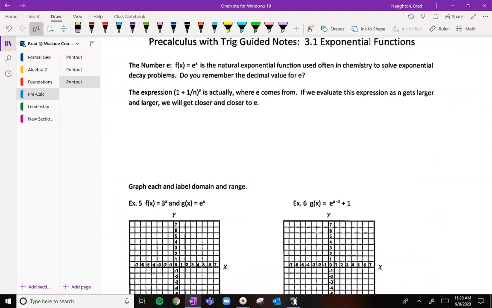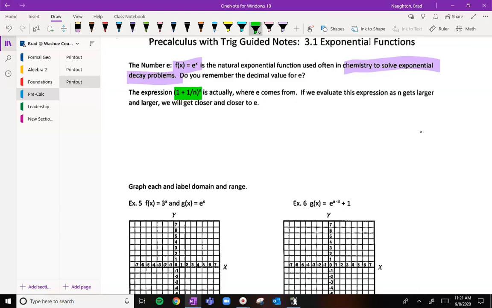So what happens a lot with our growth functions and our decay functions is what happens when we start looking at this natural base e, something we're going to be talking a lot about in the next couple of weeks. The natural exponent function is used a lot in chemistry and to solve decay problems, kind of like half-life stuff. Super important in chemistry.